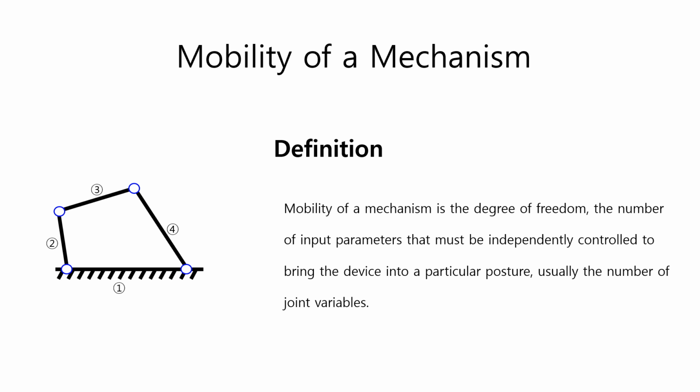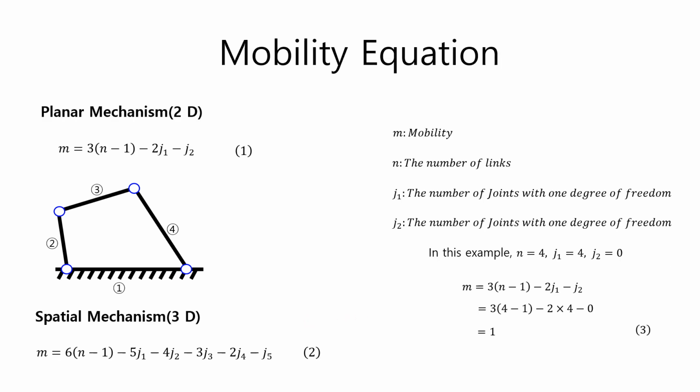Mobility of a mechanism is the degree of freedom of a mechanism. It can be defined as the number of input parameters that must be independently controlled to bring the device into a particular posture, usually the number of joint variables. For a 2-dimensional planar mechanism, the mobility can be calculated as in equation 1. There are exceptions to which equation 1 does not apply, but we will ignore them here.